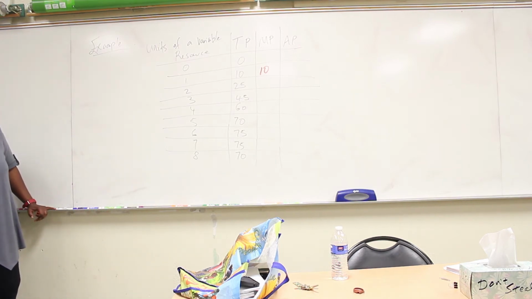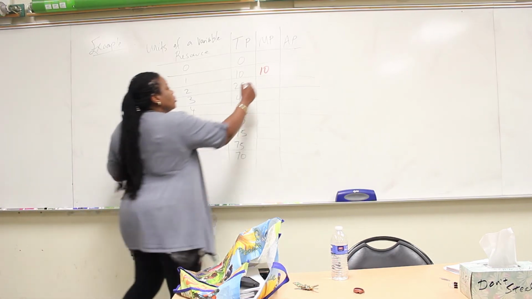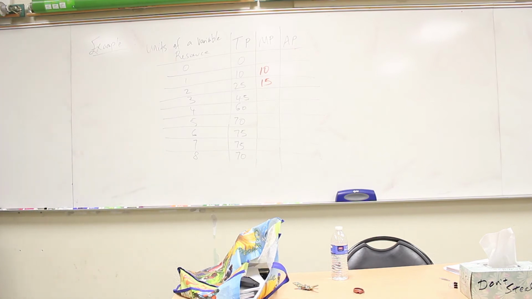Okay. What about when we move from 1 to 2? 15. Yeah, everybody sees what we're doing to get the marginal product, the change in total product. Hiring each additional person, what's the change in your output?